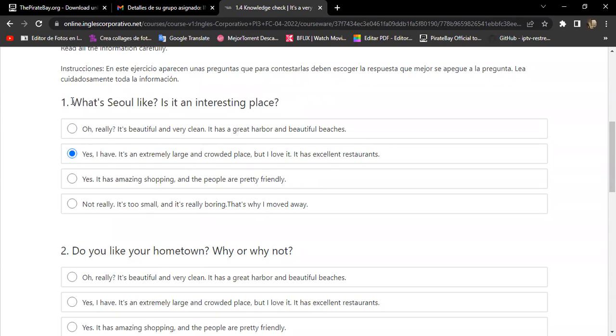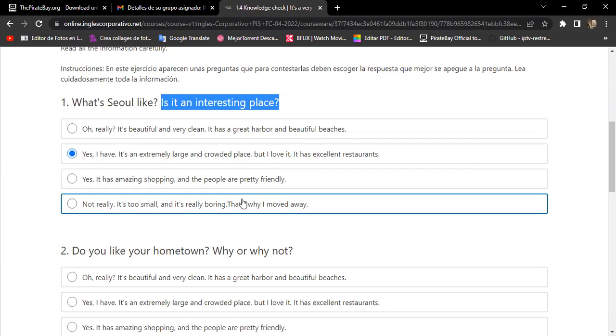Catherine, si ve aquí hay dos preguntas. ¿Cómo es Seoul? Y aquí está la otra. Ah, ok. ¿Qué dice la segunda? ¿Es interesante? ¿Es un lugar interesante? Is it, ok, very good. ¿Cómo es Seoul? ¿Es un lugar interesante?